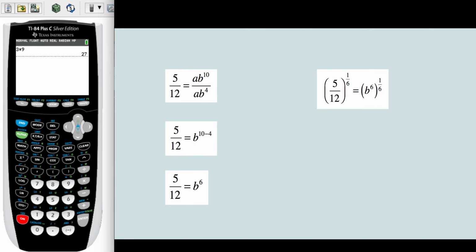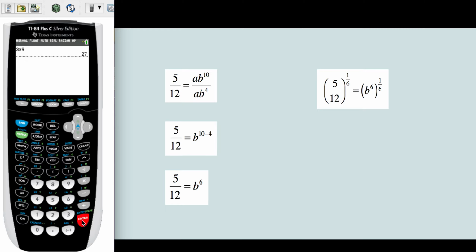To undo the 6th power, we'll use the 1/6 power. We'll apply that to both sides of the equation, and then we have some calculation to do to get the b value by itself. If we come over here to the graphing calculator, you can use parentheses, 5 twelfths for the base, and we'll raise that to the 1/6 power. If your calculator keeps that exponent portion all in the exponent location, you can use no parentheses in the exponent, but it's safe to put them in anyway.